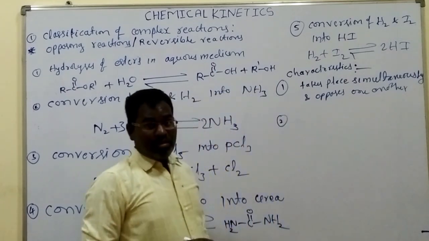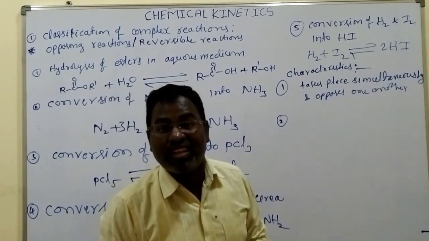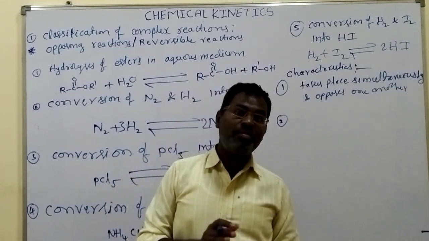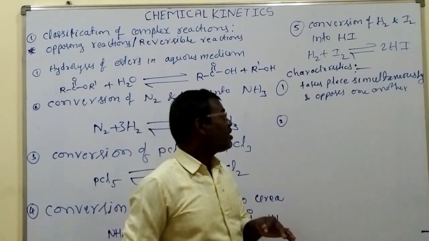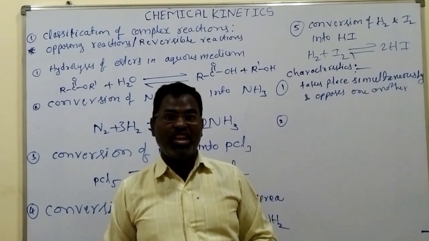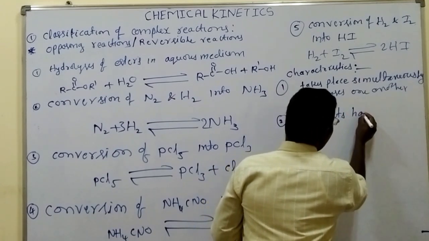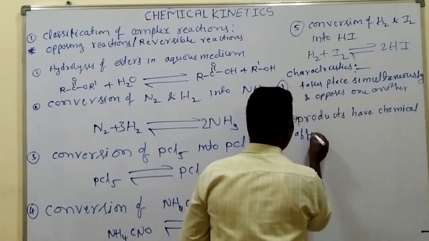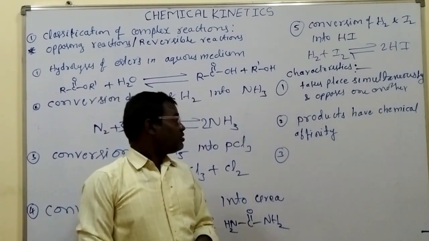The second one: in opposing or reversible reactions, products have chemical affinity. That's why they react and give the original reactants.